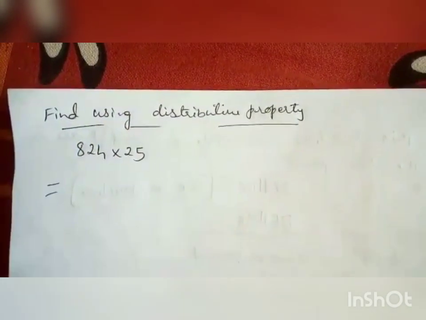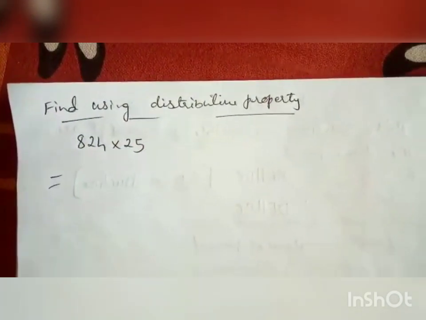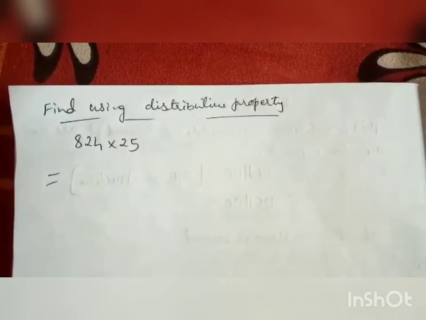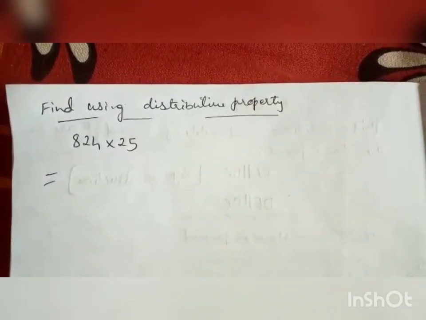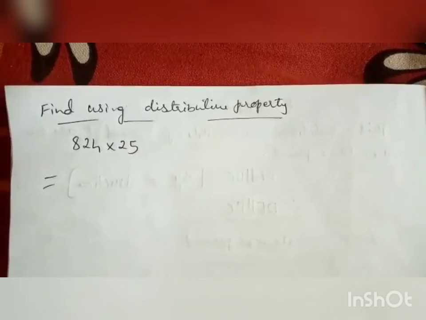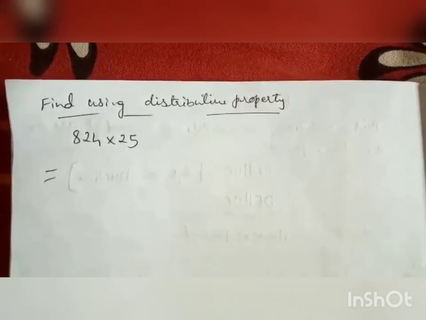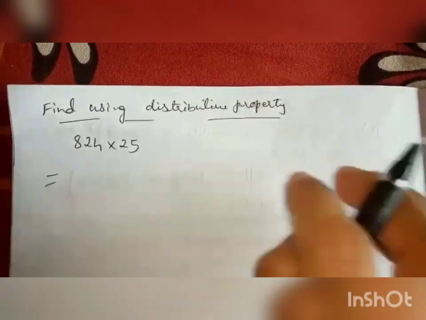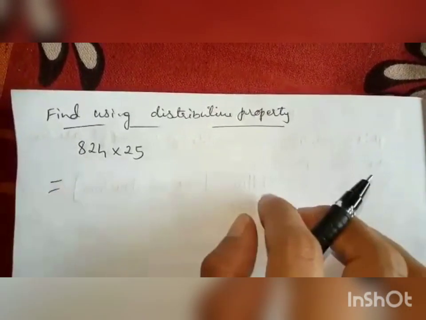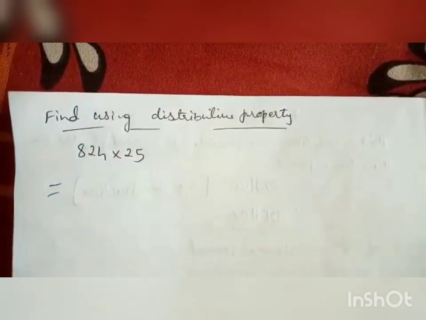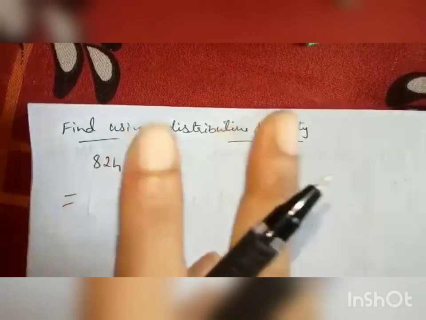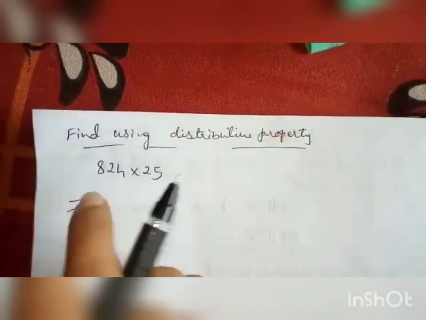So they have said you have to use the distributive property. So what you have to do? Only 2 digits are there. In distributive property, multiplication and addition both are there. And 3 numbers will be given, right? 3 different numbers. Here only 2 different numbers they have given. So you have to split one number to become 2, so that we will get 3 numbers.